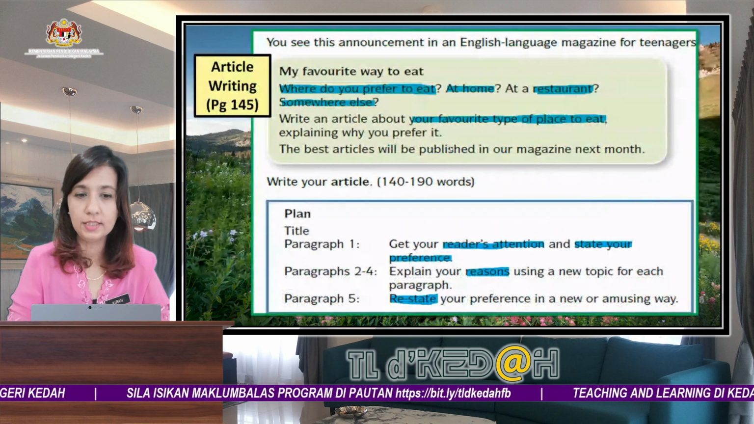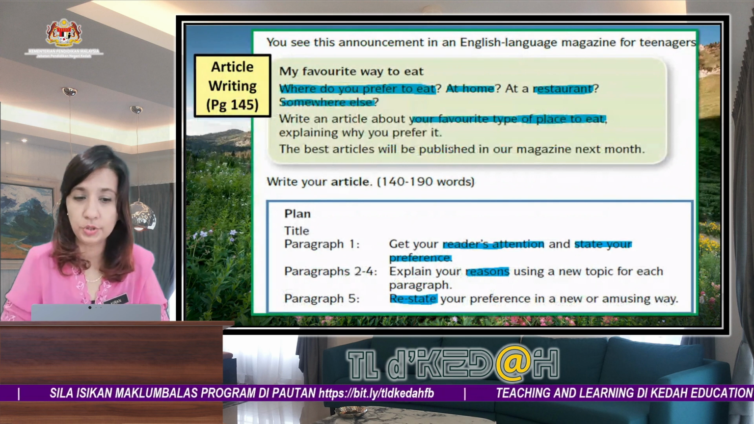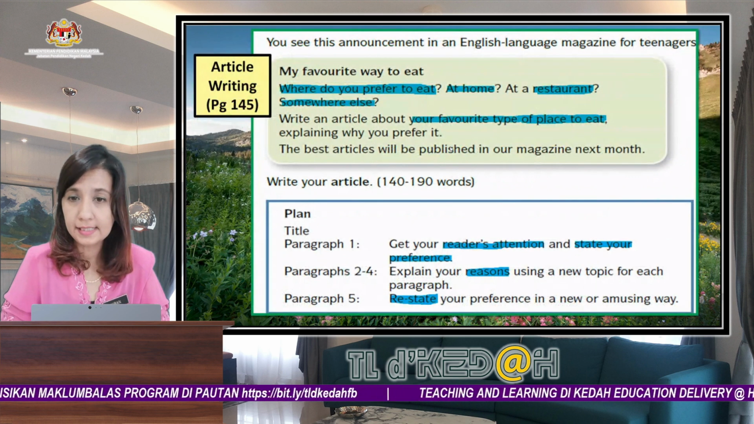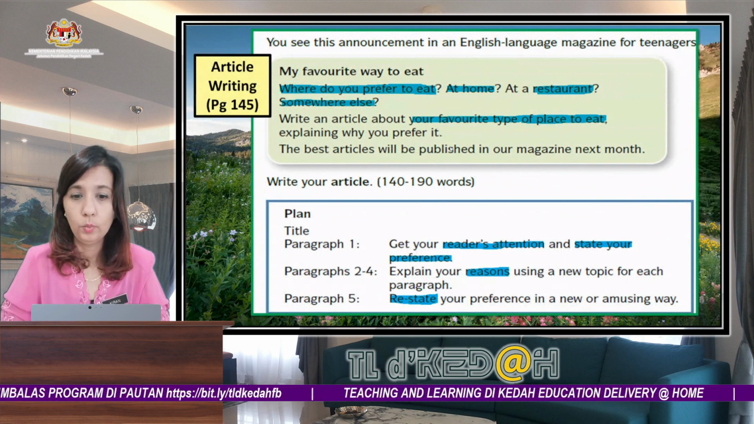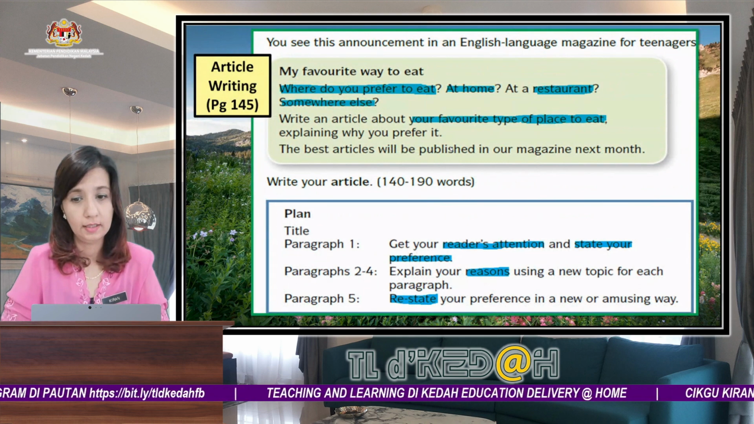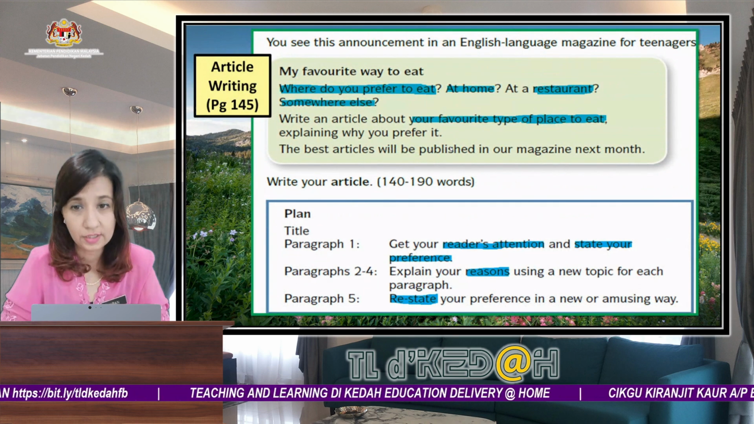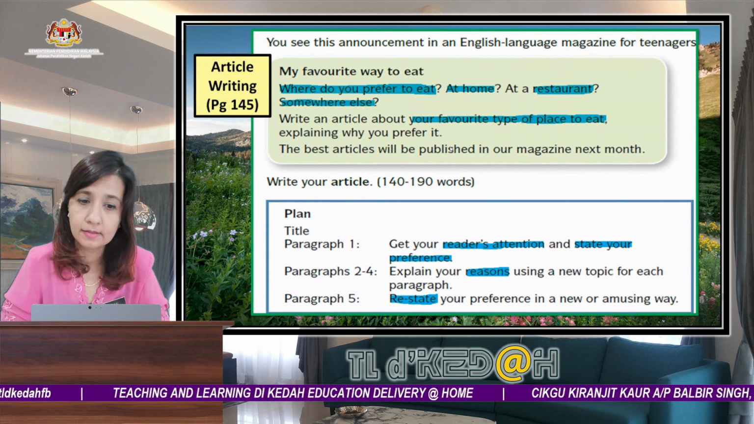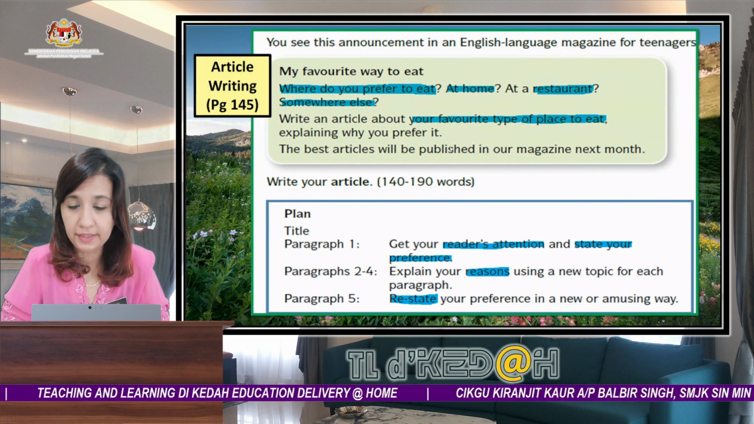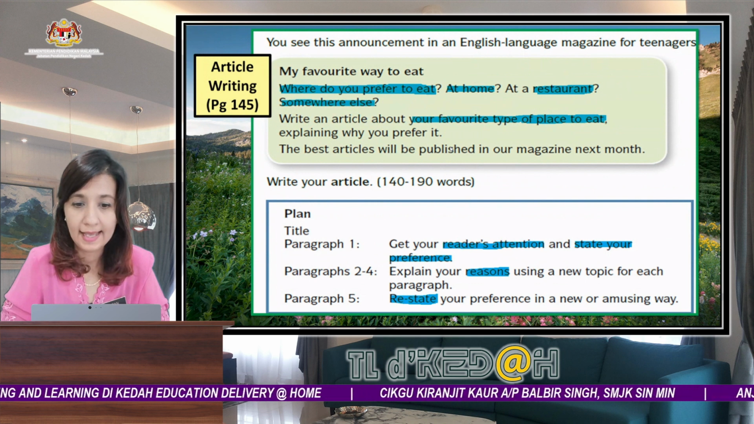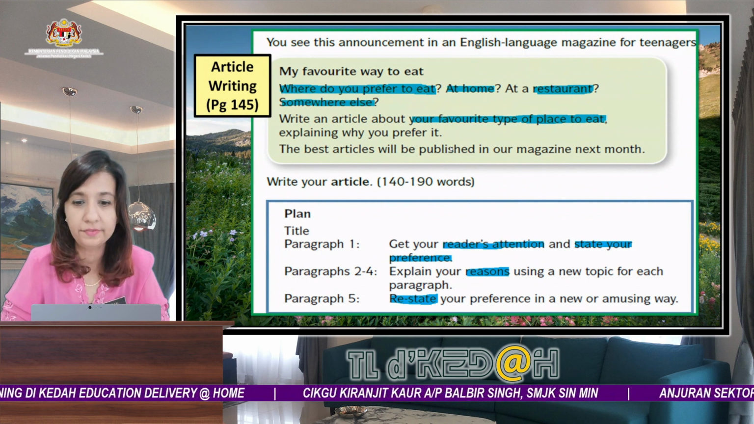So there's another question here. My favorite way to eat. It's on the same page, 145. Where do you prefer to eat? At home, at a restaurant, or somewhere else? Write an article about your favorite type of place to eat, explaining why you prefer it.